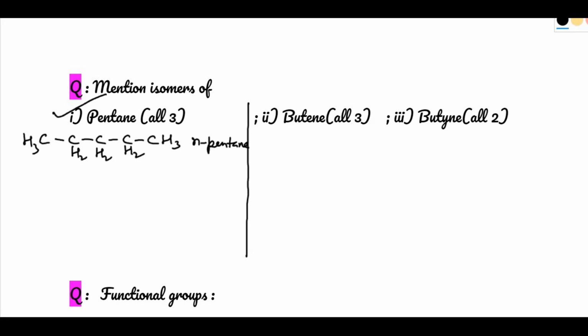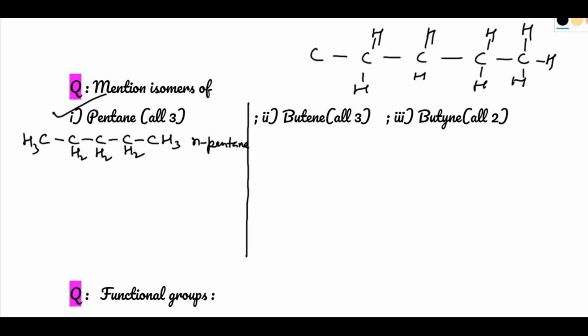N-pentane. You can also draw it a better way like this, and just add H, H, H and this H. This is how it looks. I just reduced the space of writing, but the molecular formula is the same. The structure is straight. Straight structure means what? Normal. Normal chain pentane.